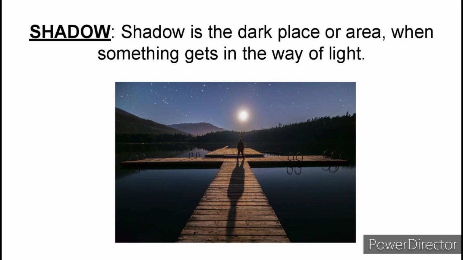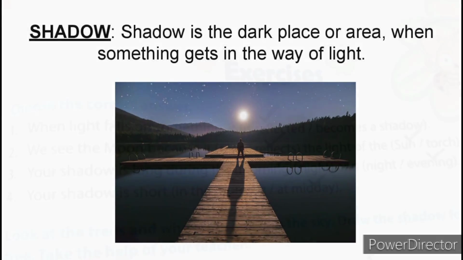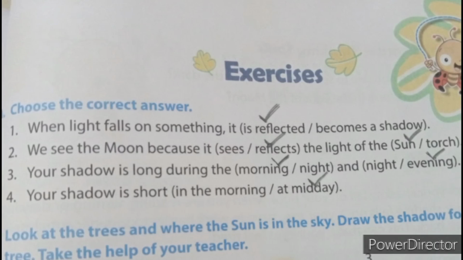Now we are moving to the book exercise on page number 67. Choose the correct answer. 1. When light falls on something, it is reflected. 2. We see the moon because it reflects the light of the sun. 3. Your shadow is long during morning and evening. 4. Your shadow is short at midday.